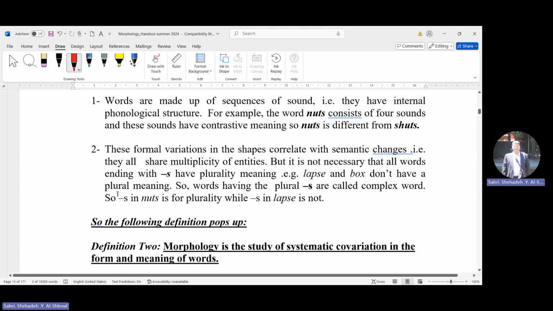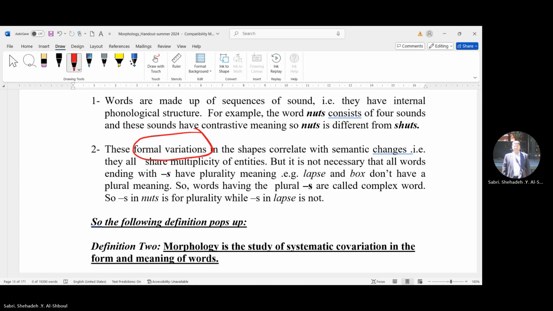Another thing, when we talk about the formal variation in the shapes that correlate with semantic changes, i.e., the change in the sound system, the alternation of certain sounds, maybe can lead to semantic changes, and they all share multiplicity of entities. I mean, the sound s. But it is not necessary that all words ending with s have the multiplicity or plurality of meaning. So the words, for example, labs and box, right? Both end with s here, but this actually doesn't have a plural meaning.